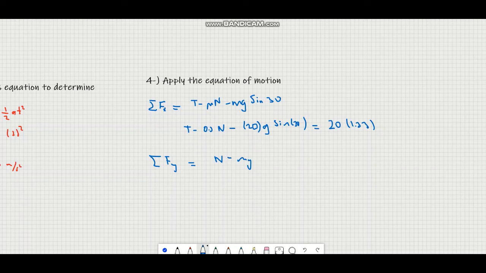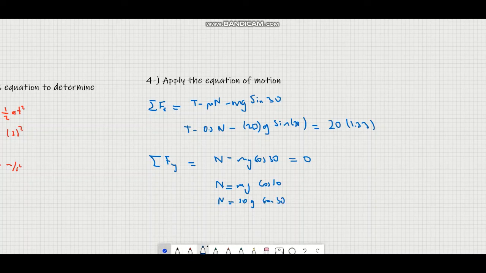What is the force in the y direction? It is 0, right? Because in equilibrium, it is not moving in the y direction. So we can say N is equal to mg cosine 30, which is N equals 20 g cosine 30.